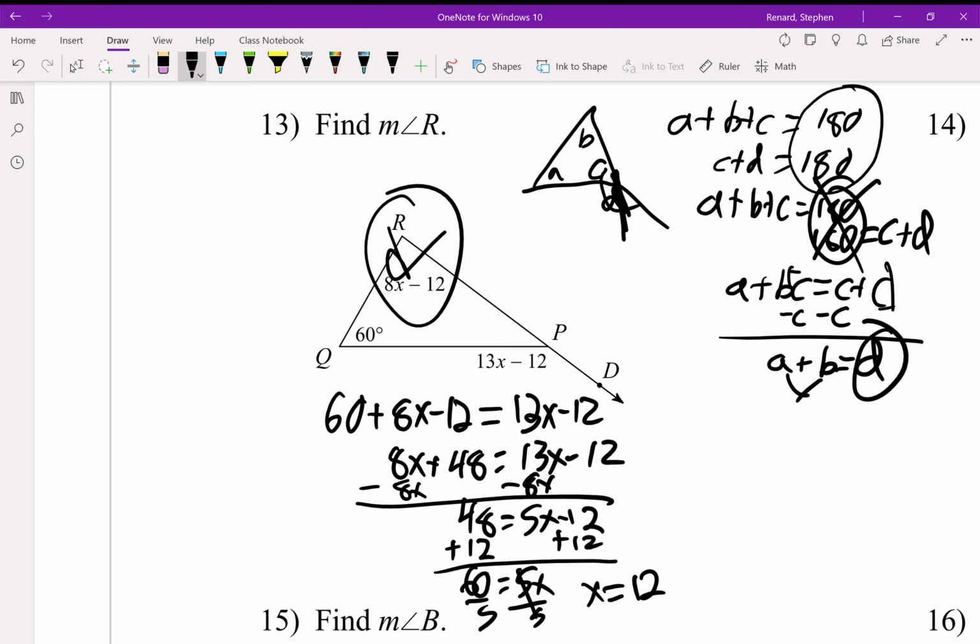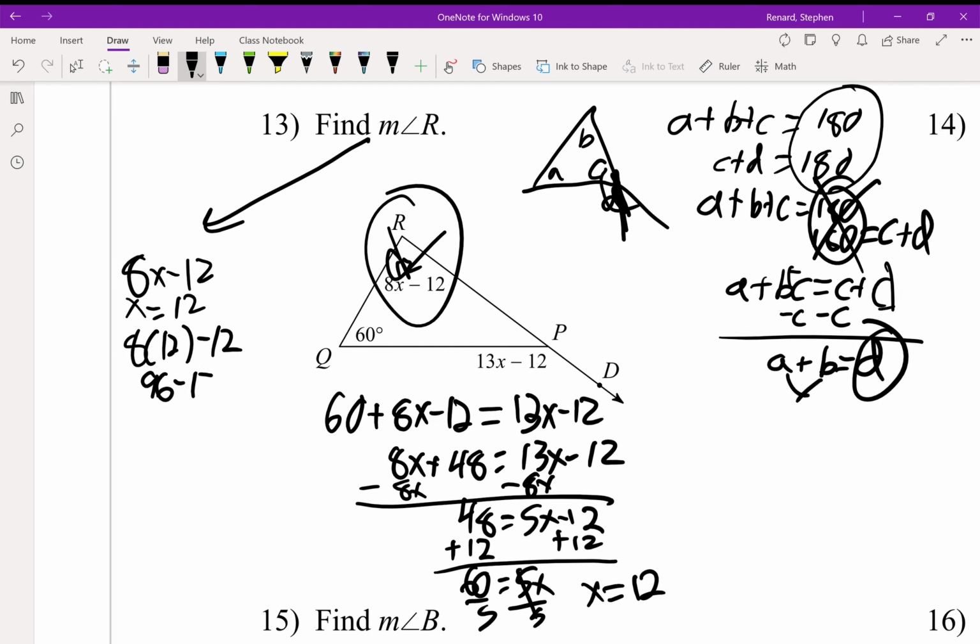Okay, so now I go back, plug that 12 in right there. So now the measure of angle R is 8x minus 12. I know x equals 12. So I go 8 times 12 minus 12. 96 minus 12, or 84.